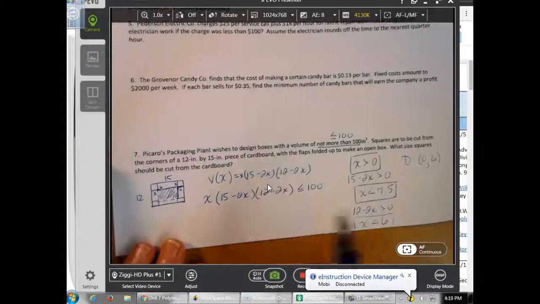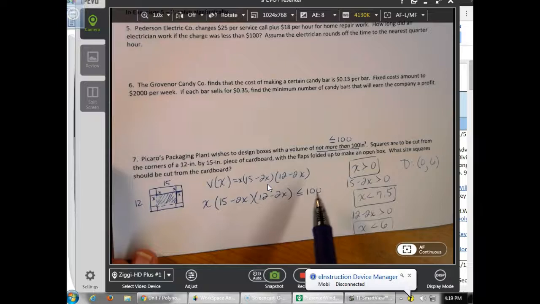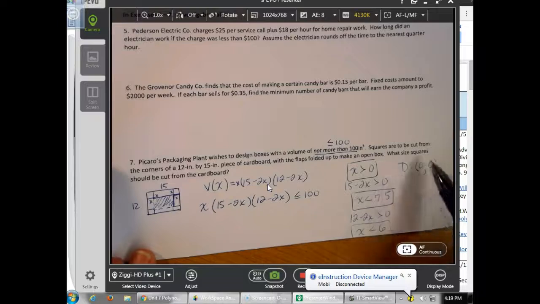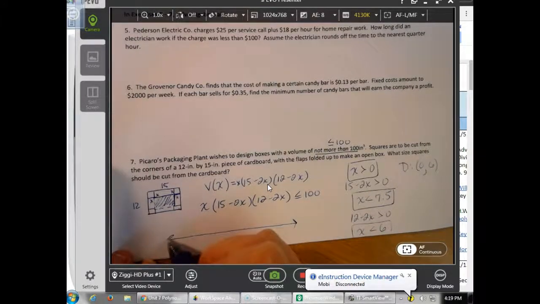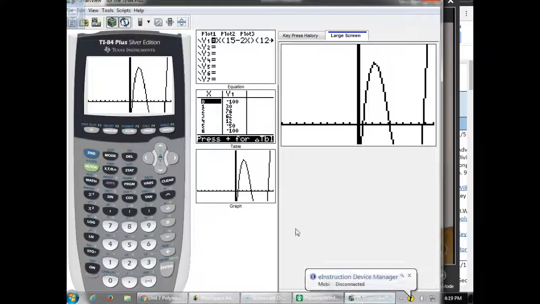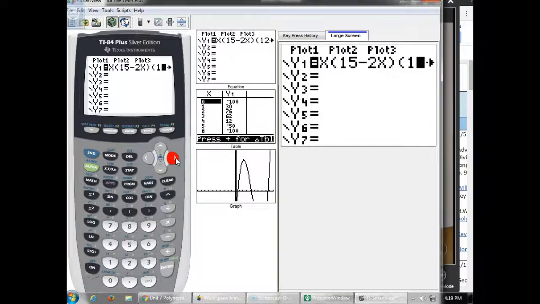Now, what I'm going to do is actually solve for the values of x that give me either 100 or less than 100. I'm going to solve for that and then make sure I'm not violating the domain or the restrictions that we have here. So what I'm going to do in my calculator is, of course, graph this and find my x-intercepts, and set up my little number line. So go ahead in your graphing calculator, and we want to put in x times 15 minus 2x times 12 minus 2x, and then subtract the 100 over.